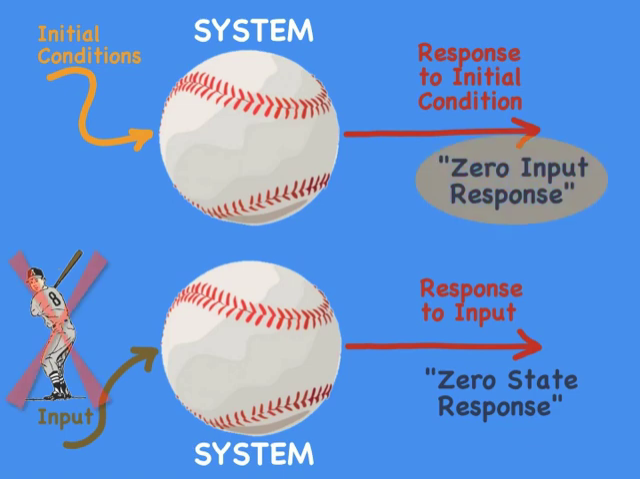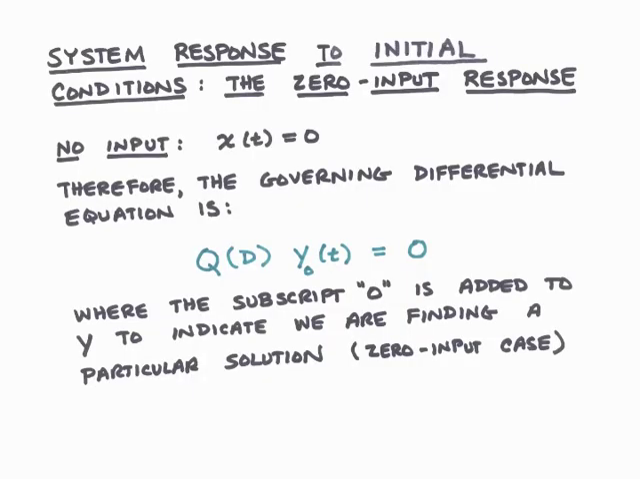We'll start our analysis by looking at the zero input response of our linear time invariant continuous time system described by the differential equation. So now we'll look at how to find the zero input response for our differential equation.